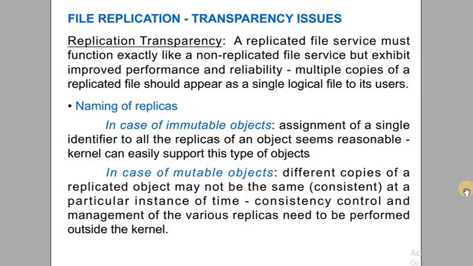But in case of mutable objects, different copies of a replicated object may not be the same. Yes, because a file may be replicated, suppose 3 times, and in any of the replicas there may be a modification made by a particular user, and so in order to have consistency, that change must be reflected in all the replicas. So consistency control has to be there, and management of the various replicas needs to be performed outside the kernel. Of course there has to be a lot of management done in order to have the same copies of that file. It should be consistent, the same content should be available in all the files. If there is a particular change anywhere, then that must be reflected elsewhere. So it is more difficult to handle mutable objects than immutable objects.